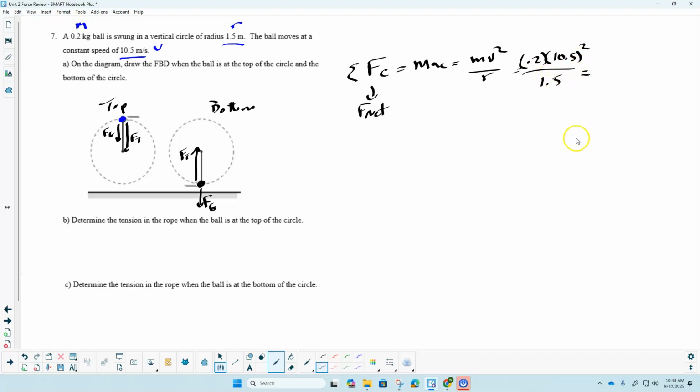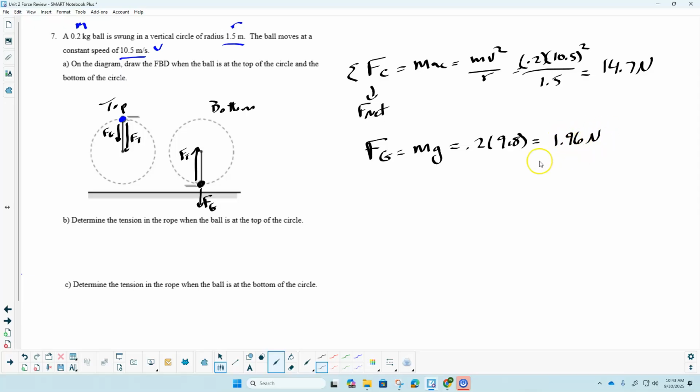So if I put that in my calculator, I'm going to get my centripetal force. So 0.2 times 10.5 squared divided by 1.5, and I get something like 14.7 for that. Okay, so that's 14.7 newtons. I can also figure out the gravity force. So m times g, so it's 0.2 times 9.8. So that's going to be 1.96.